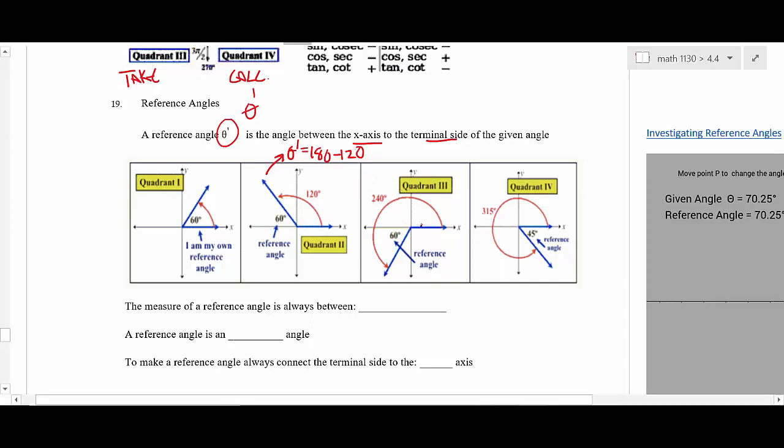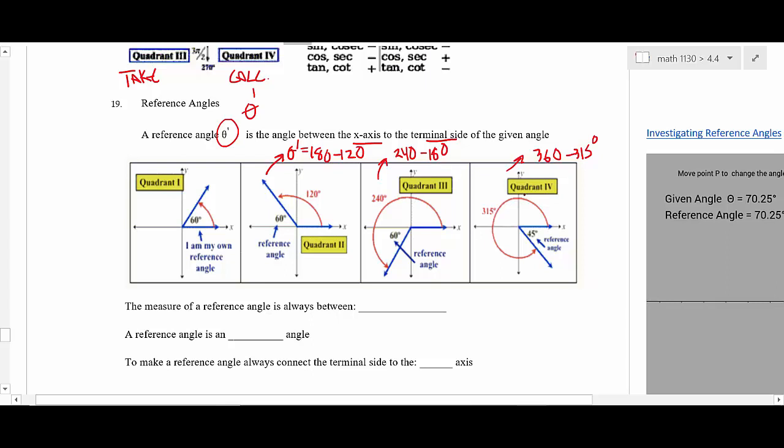If you're in quadrant 3, your terminal side's in quadrant 3. Your reference angle, you always go to the x-axis. Don't ever go to the y-axis. So you're looking at this angle here, which would again be 60 degrees in this case. The way you would crunch this out this time is you would take the angle I gave you minus 180. That's how you find it if it's in quadrant 3. If you're in quadrant 4, again, you go straight up to the x-axis. The way you would calculate this is 360 minus the angle that I gave you to get the leftover reference angle.